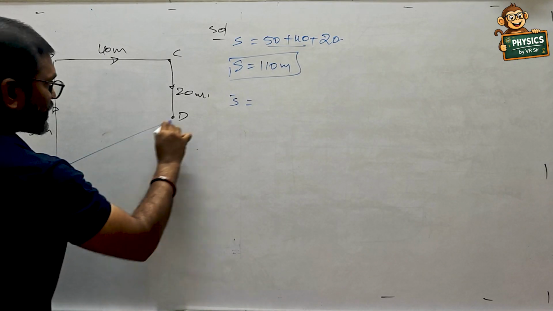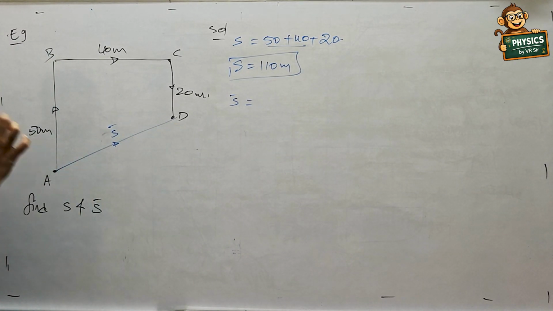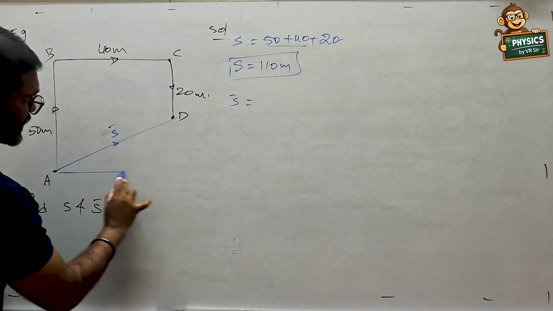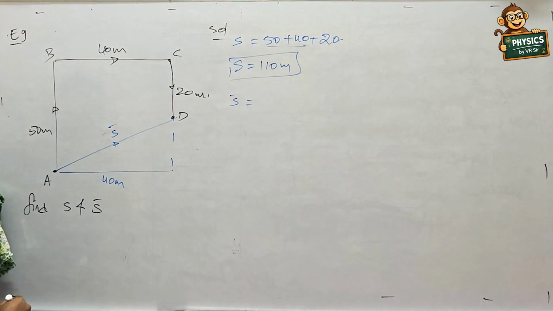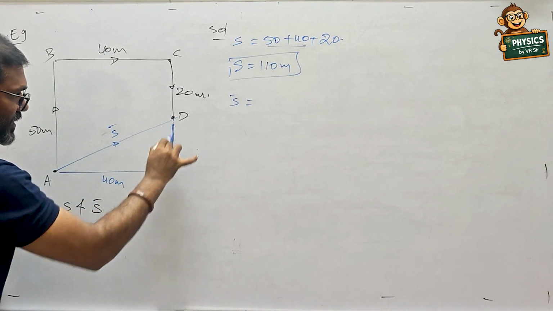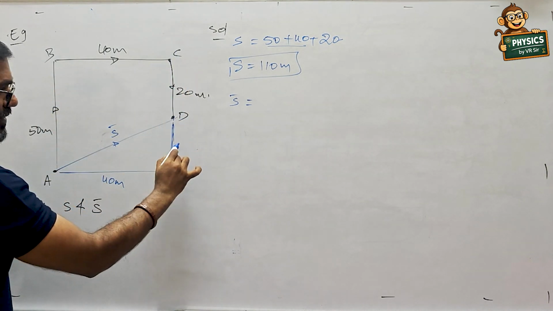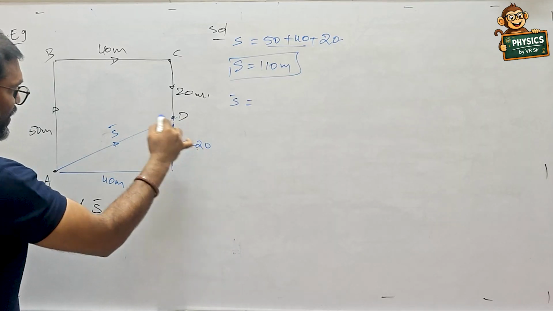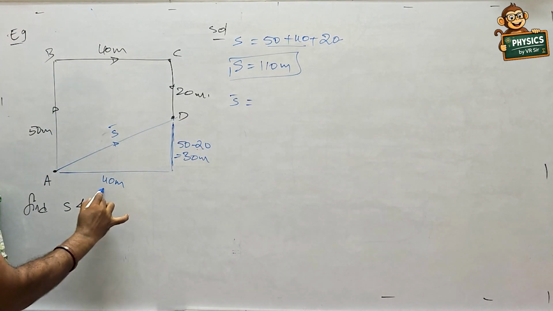Now what about the displacement? Displacement is the shortest path. Now how to calculate it? If this is 40 meters, this is also 40 meters, both are equal. Now what about this length? This total is 50 and this is 20, so this is nothing but 50 minus 20 only. How much is that? 30. This is 30 meters, this is 40 meters.